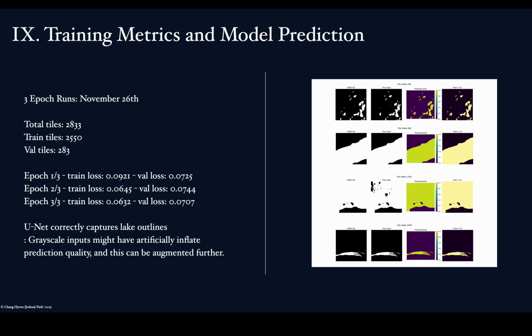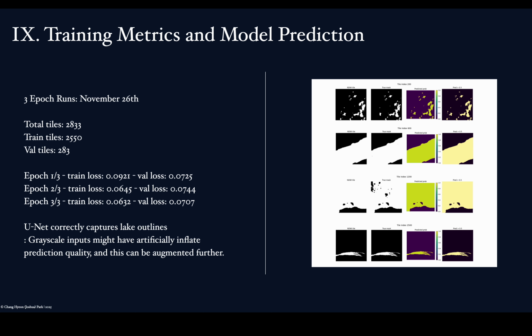So this is the result, a snippet of a result. I only produced a couple of tiles just for testing purposes to visualize, but I ran the full test across the 2,833 tiles, with 3 epoch runs, where I allocated 2,550 for training and 283 for validation. As you can see across these epochs, I see a steady decrease in training loss, along with some stable validation loss. So the U-Net correctly captures lake outlines.